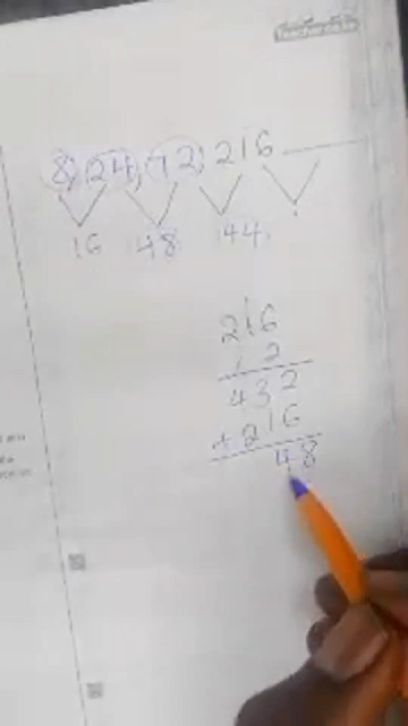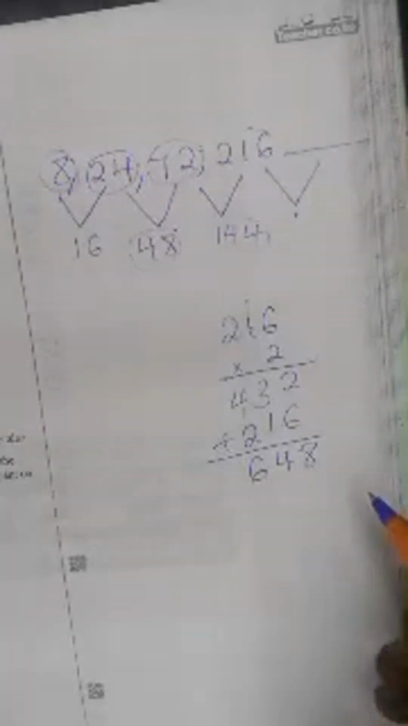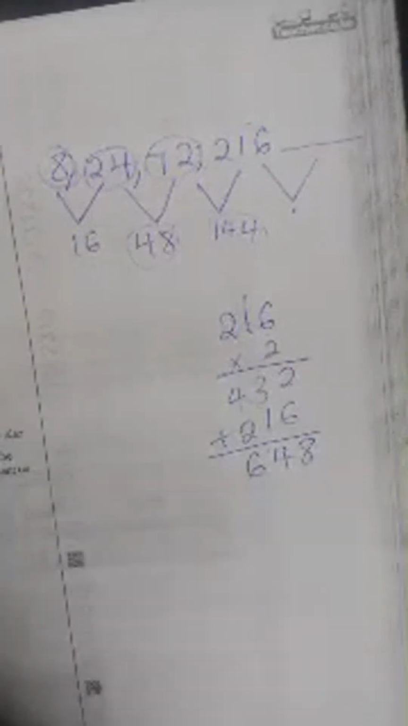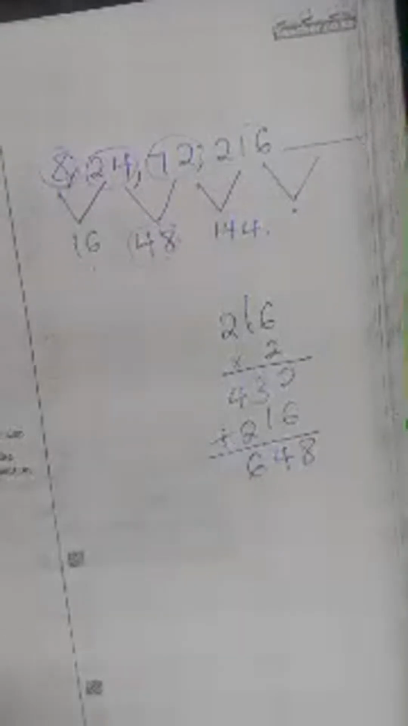So 216, if you add on that, you will have 504. And that is how we find the next pattern. Next pattern there, it is D for 468.